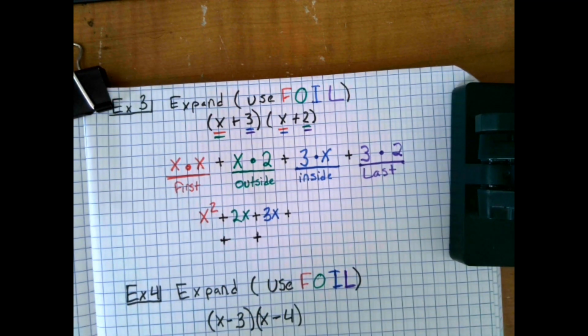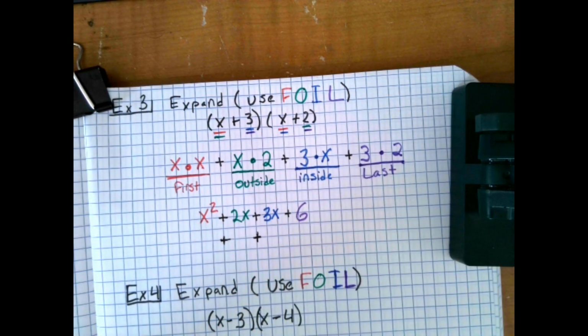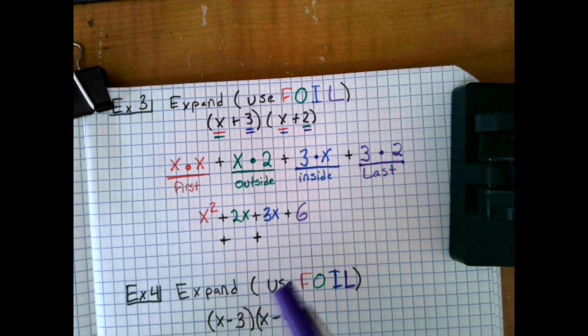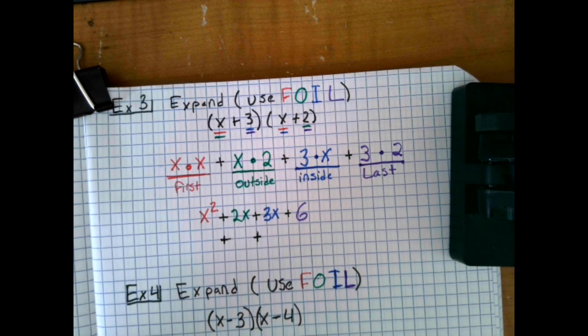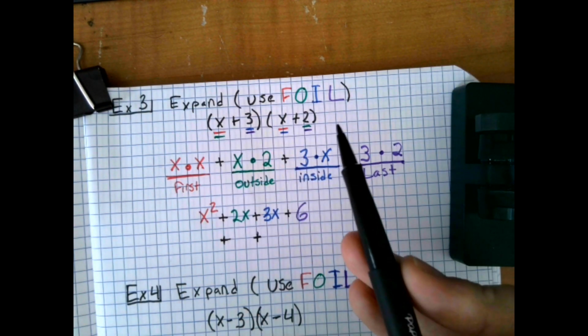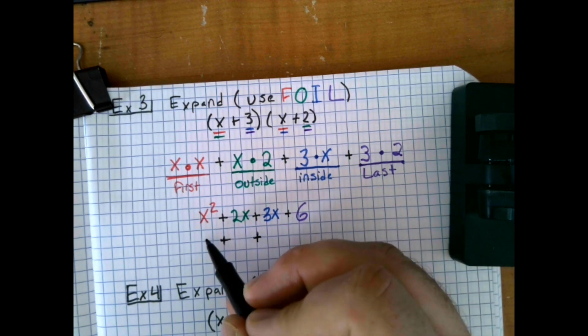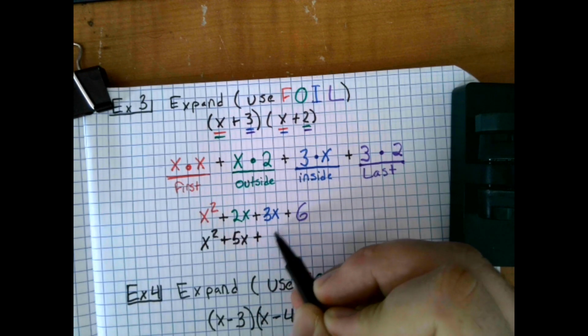And we're going to have 3 times 2, which is 6. Now, as we're going through this, we should see this is not done. We have a set of like terms. In fact, it's the same set of like terms from the previous problem, because this is the same multiplication as the previous problem. We have the same binomials. We're going to be getting the same answer of x squared plus 5x plus 6.